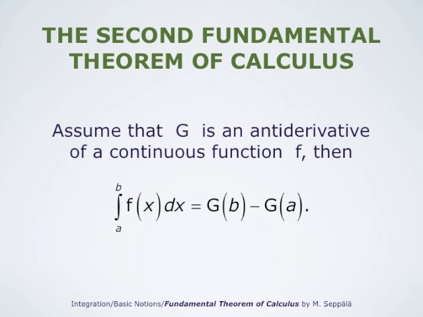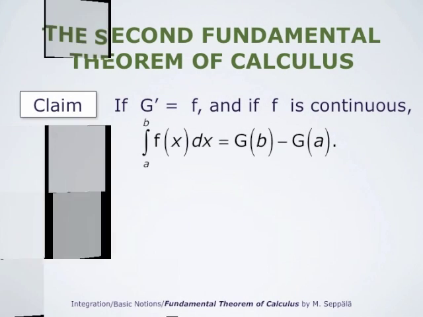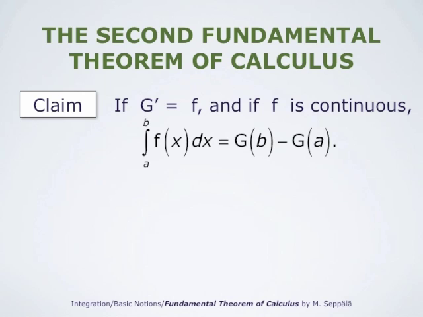The second part of the fundamental theorem of calculus, the second fundamental theorem, states that if capital G is any antiderivative of a continuous function small f, then the integral from a to b of f(x) dx is G(b) minus G(a). So this is a statement: if G prime equals small f, and if the function small f is continuous, then the integral from a to b of f(x) dx is G(b) minus G(a).